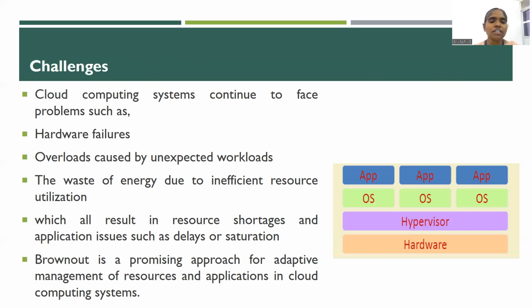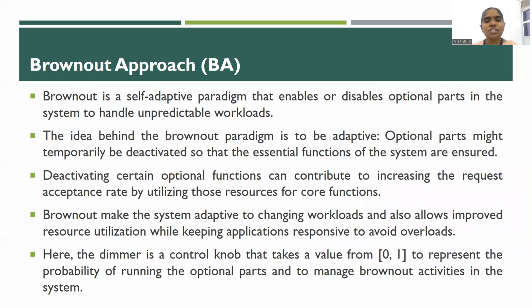So these all result in resource shortages and application issues such as delays or saturation. So brownout is a promising approach for adaptive management of resources and applications in a cloud computing environment. So brownout, it's a paradigm. What it does is it enables or disables optional parts in the system to handle unpredictable workloads. The idea behind the brownout paradigm is to be adaptive. So here the optional parts will be temporarily deactivated so that the essential function of the system can be granted.